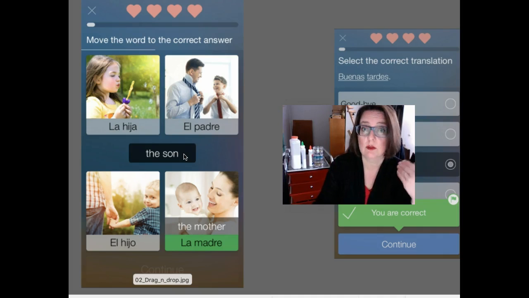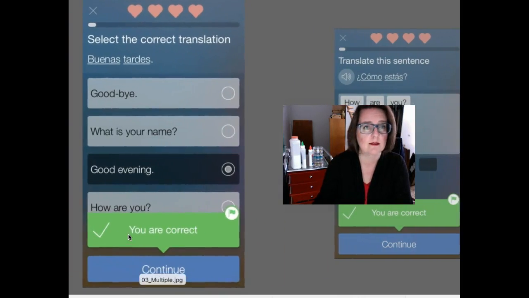Generally you'll hear men and you will hear women and you will hear different accents, which is really great because you're not going to get stuck learning to only understand the one person who did the recording, because there's not just one person and there's not just one accent. So to respond on this, you would grab the son and drag it over to the correct response.